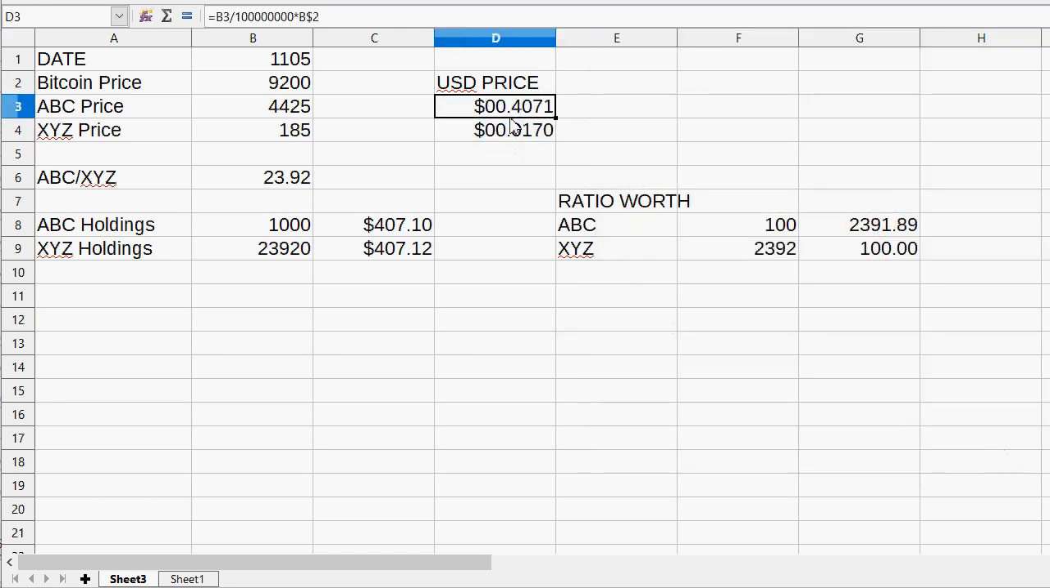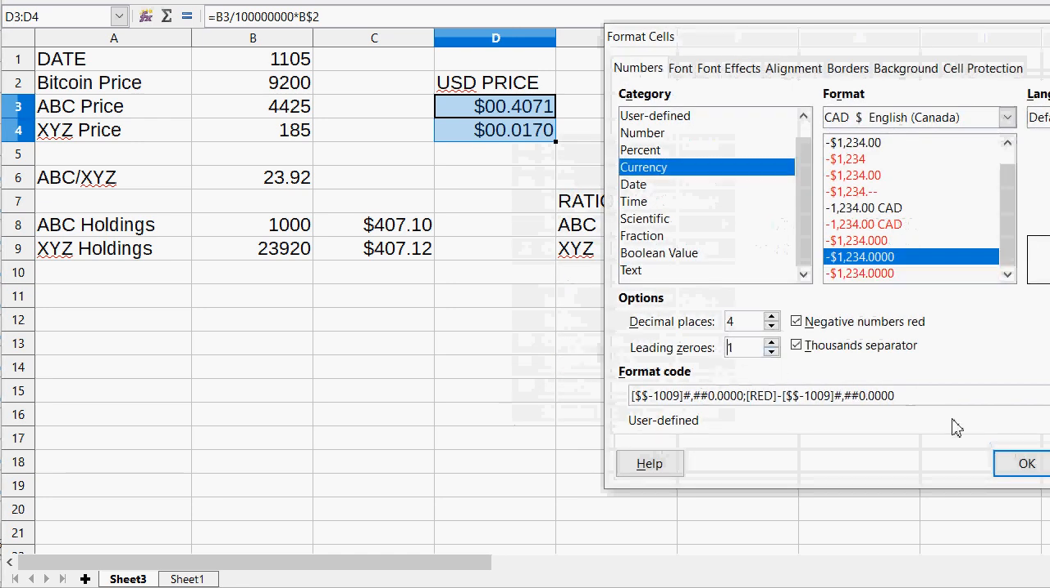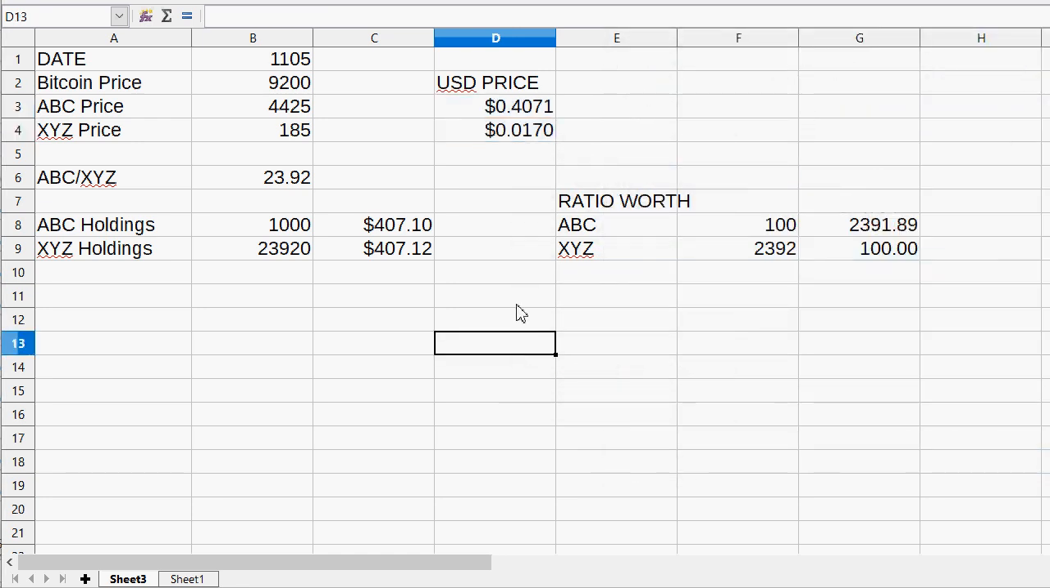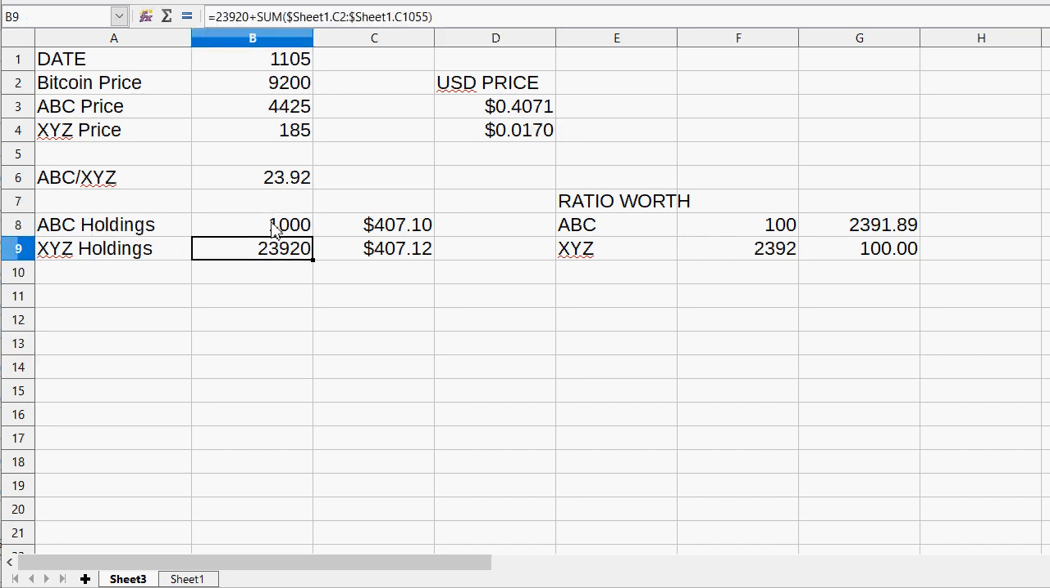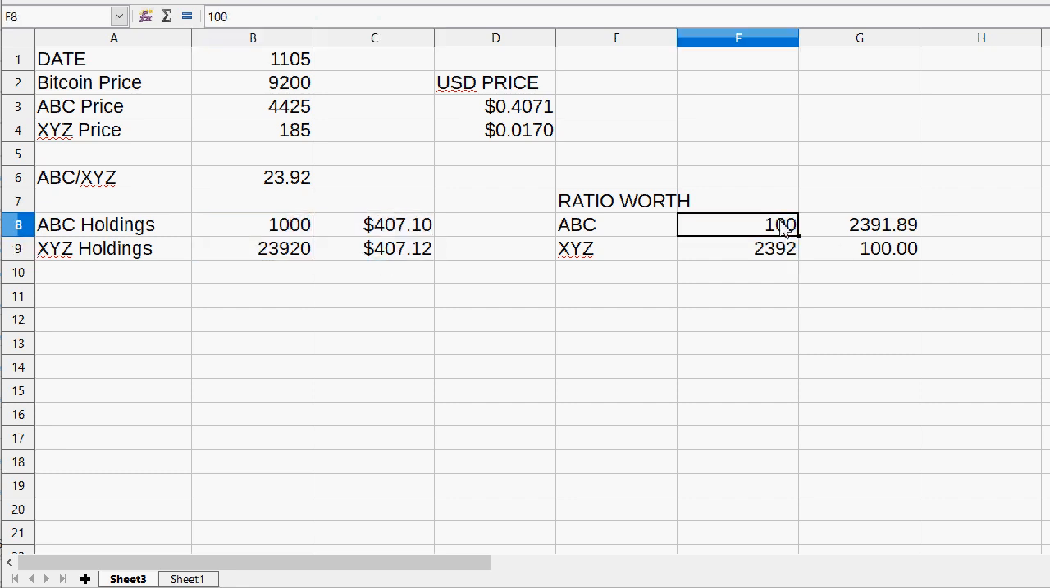I got 2 leading zeros, and I don't want that. So we got that for the dollar price. Now on the bottom here, this is what you would hold. This is automatic. These numbers are going to go up and down, and the dollar worth is automatic. This is here just to say, if I want to make a trade, let's say for 85, it automatically tells me how many I can get, which will come in handy when we do these trades.